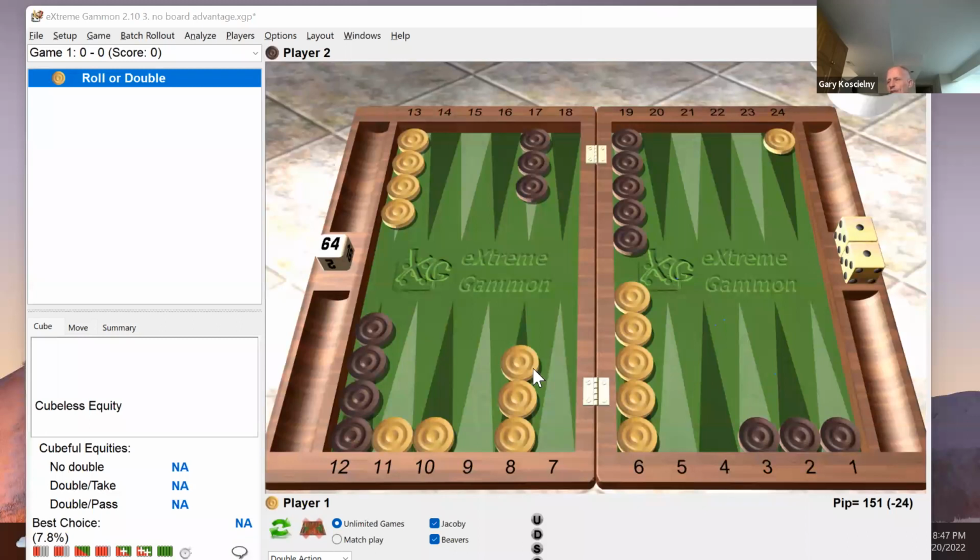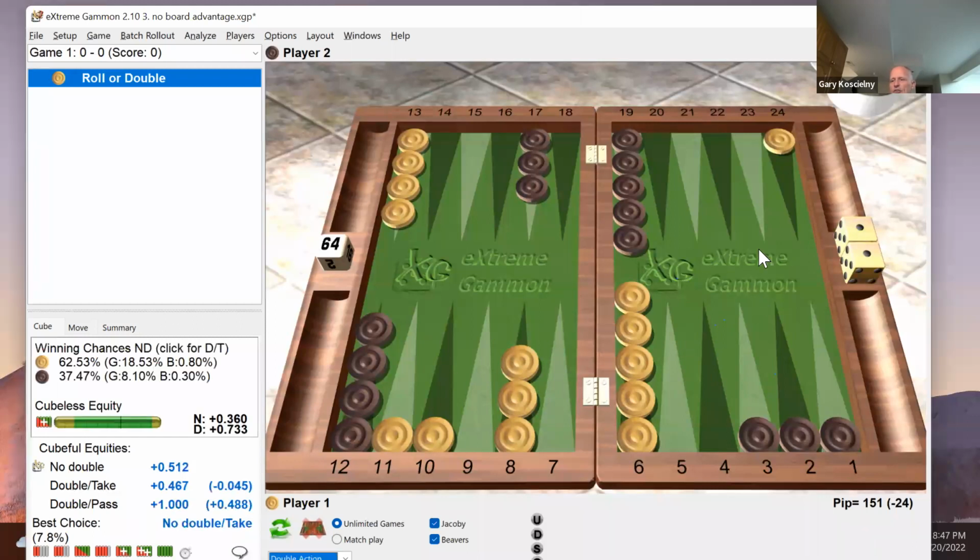Gammon potential. It's still there. It's down the road. Maybe 0.2, something like that. So between the race, the threats, and the gammon potential, we're almost at a double here. The question is, is it enough? And the answer is no, it's not quite enough, but it's awfully close.